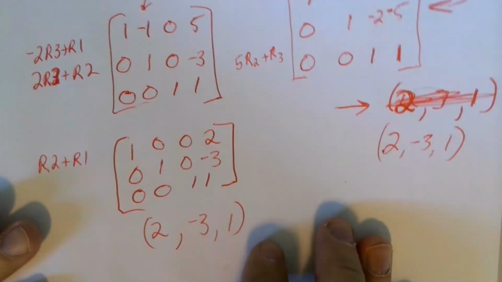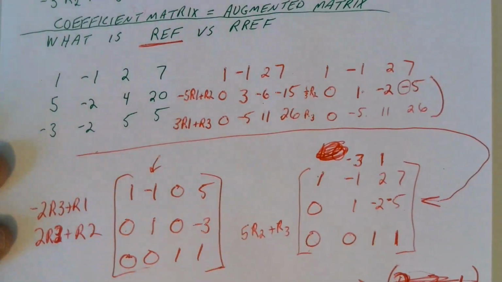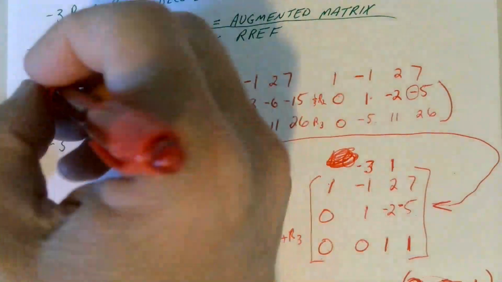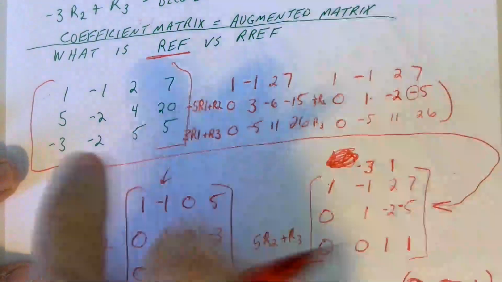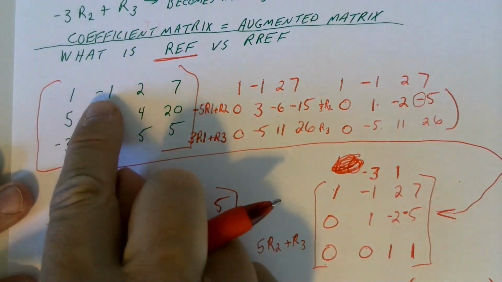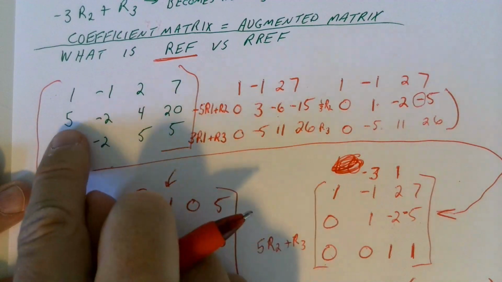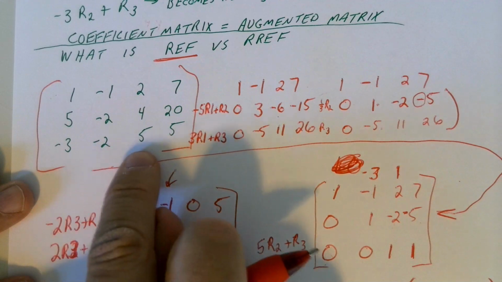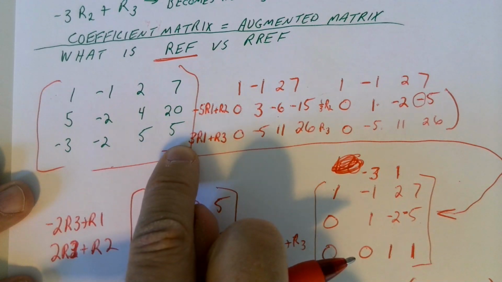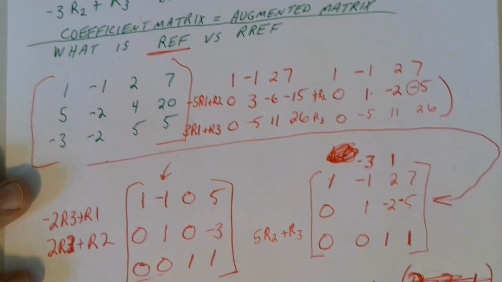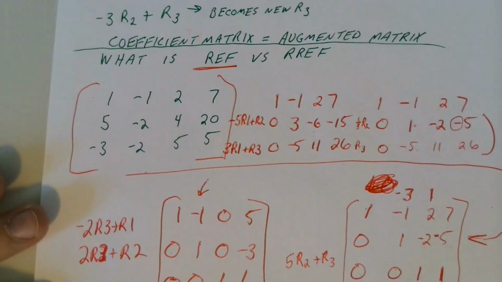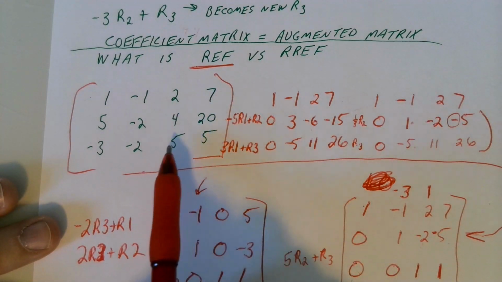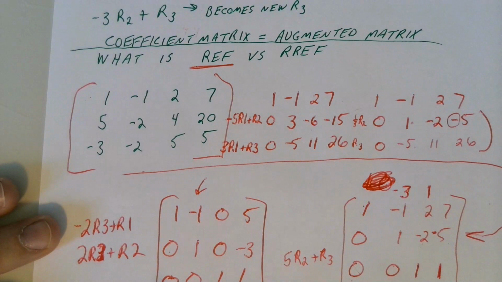Cool. And if you really wanted to go back crazy, because I want to make sure you make the connections between these things. So one more time. This was my original problem. And technically this is saying x minus y plus 2z equals 7, and 5x minus 2y plus 4z equals 20. Negative 3x minus 2y plus 5z equals 5. Okay? If I plug 2, negative 3, 1 into this matrix up here, it should equal 7 when I plug it into line 1. It should equal 20 when I plug it into line 2, and it should equal 5 when I plug it into line 3.